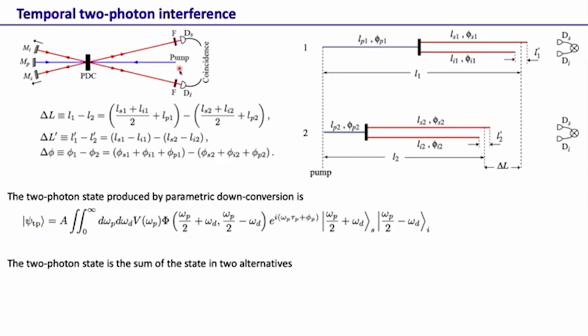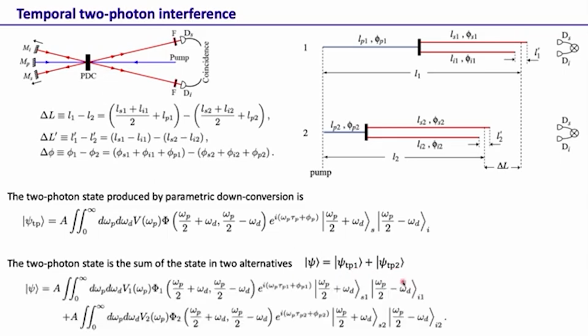Now when we are talking about interference, we always have at least two alternatives. And here we are only talking about the interference situation when we have two alternatives. So if there are two alternative ways in which the down conversion can happen, here we saw that the forward pass and backward pass are the two alternative ways. So when there are two alternative ways, then the total two-photon state produced by PDC is the sum of the two-photon states produced in two separate alternatives. So for example, psi TP1 is the two-photon state produced in the forward pass, psi TP2 is the two-photon state produced in the backward pass. So the total two-photon state we can write like this.